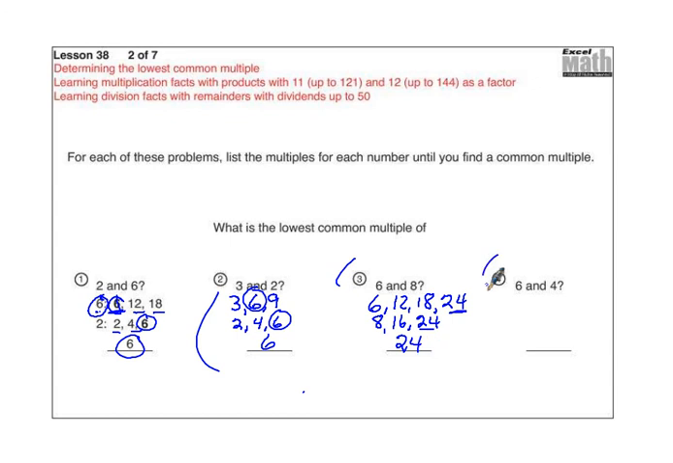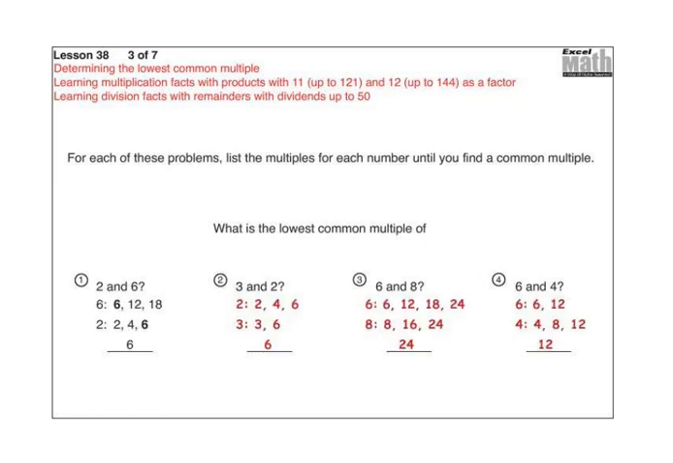All right, pause the video, try number 4. Turn it back on when you're ready to see the solution. You do have to show this, by the way. You have to show your work on there. So you should have listed 6, 12, 18. Then 4, 8, 12. You don't really have to put the 18 there because we do hit 12 right there. We don't really need the 18. So the answer is 12, lowest common multiple.